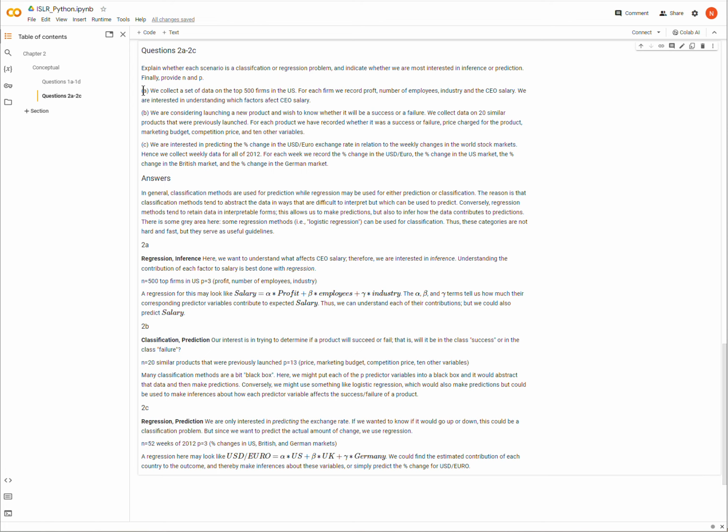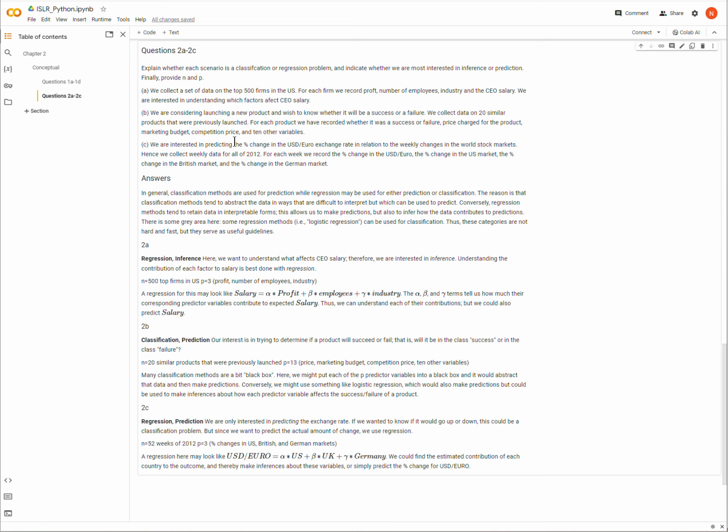Okay, so first one. Well, actually, let me just say a little bit about classification and regression and inference and prediction. So generally, classification methods are generally used for the prediction case, right? We want to know whether the stock market is going to go up or down, into the class up or class down. We are classifying images in something like a neural network, and we want to know if we're looking at a cat or not a cat, or whatever the case is. Okay.